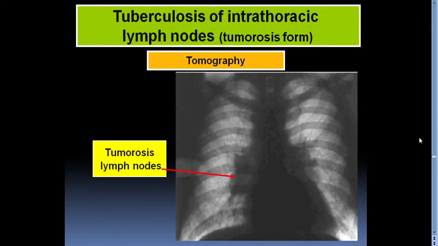On this X-ray, you can see enlargement of lymph nodes on the right side with clear borders, without inflammation around them. That's why the contours are clear.